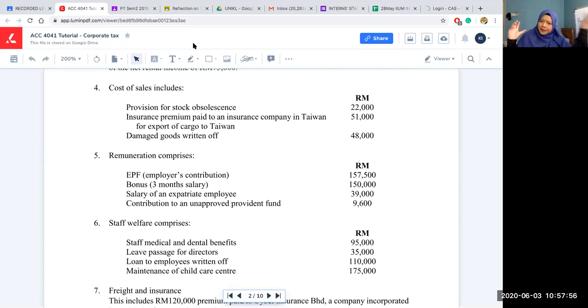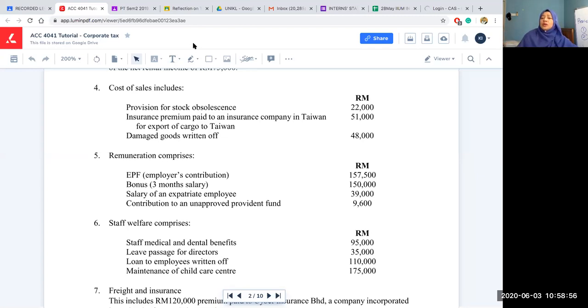It's just that previously, this is no longer applicable for YA 2019. It was until 2017. Previously, insurance premium paid to an insurance company was given a single deduction. But in the previous law, if the insurance premium was paid to a Malaysian company, they could claim double deduction. So that makes a difference between paying insurance to a Malaysian company and a non-Malaysian company. If paid to a Malaysian company, you could claim double deduction. If to a non-Malaysian company, it's a single deduction. Why? Both are business expenses. It's just that we wanted to encourage companies to take up insurance from Malaysian companies, so that's why the government gave you double deduction. But that was previously, until I think YA 2017. Then it was deleted, right?